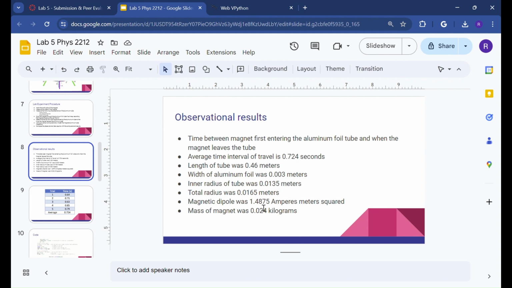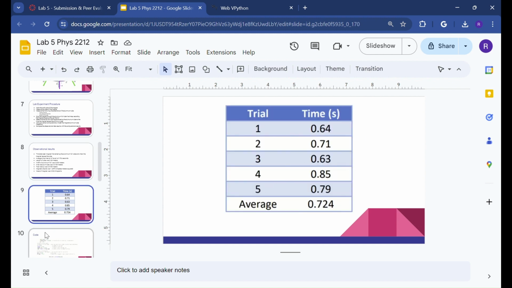Magnetic dipole was 1.4875 amperes meter squared, found in Lab 3. Mass of the magnet is 0.024 kilograms. Here is our data sheet.